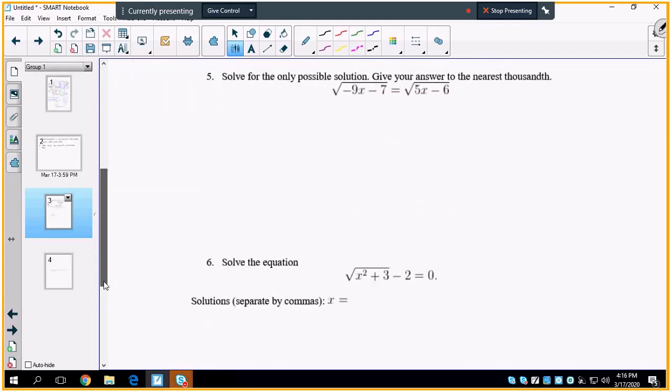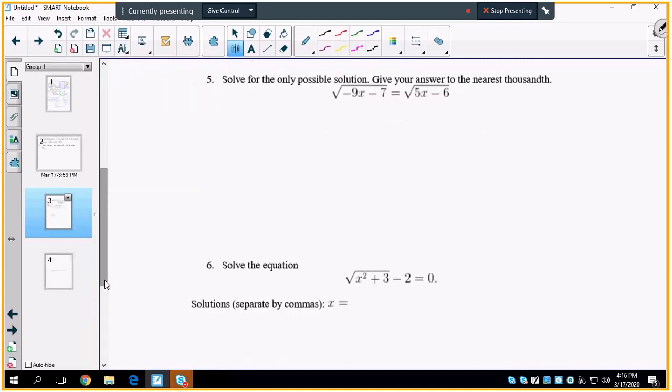Example 5 brings us to two radical expressions. And this one says to round your answer to the nearest thousandth. So we're going to use our simple calculator to find the solution and get its decimal approximation to 3 decimal places. But we will still start the solution process by squaring both sides. So square both sides.